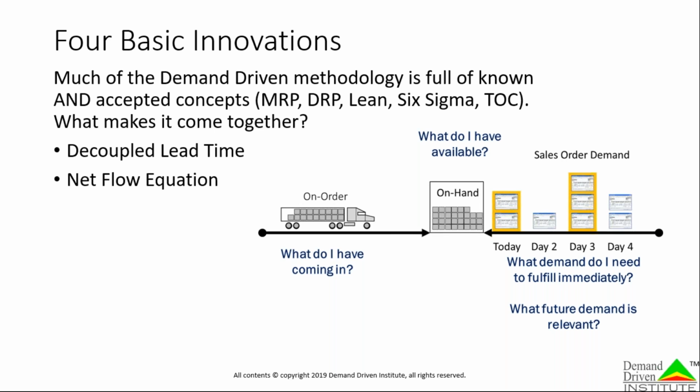So the net flow equation is a very simple equation. It is my on hand plus my open supply minus my qualified demand. My qualified demand is sales orders that are past due, due today, plus qualified spikes.